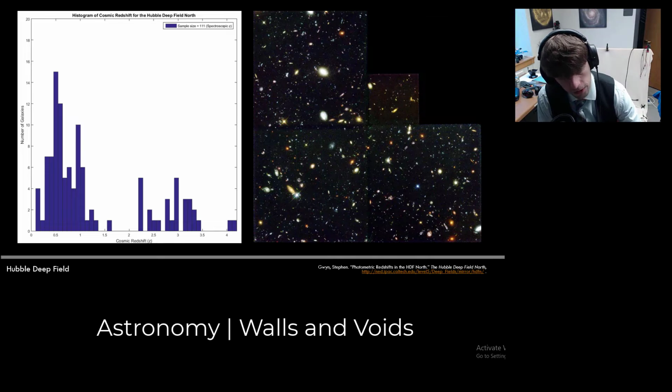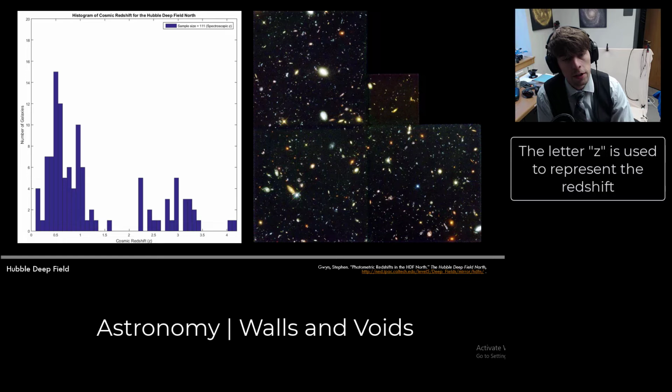So, what you see in front of you is the original Hubble Deep Field to the right hand side. And to the left hand side, I have an interesting graph that I'll walk you through. On the bottom of the chart is the cosmic redshift. What the authors of this paper have done is looked at the Hubble Deep Field and measured the redshift for each of the galaxies in the Hubble Deep Field. So that's what they have plotted on the horizontal axis.